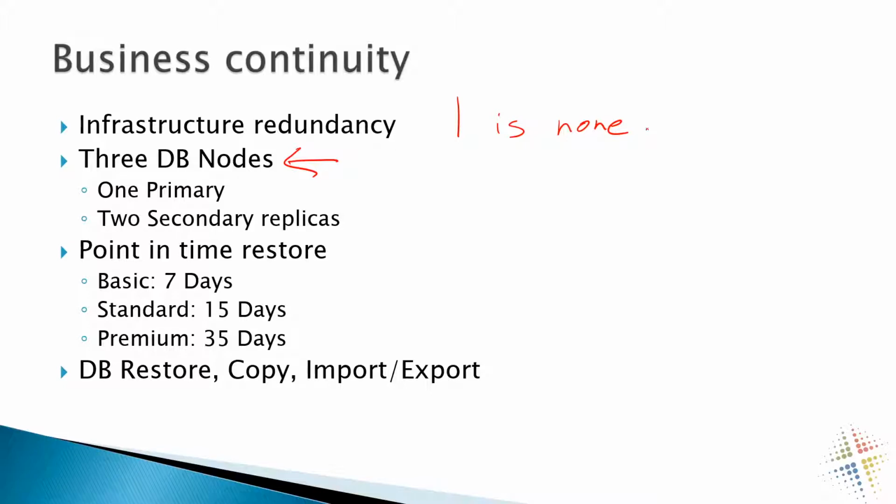So here we get 3 nodes, 1 primary, 2 secondaries. If the primary goes down, we've still got 2 fully running environments. One of those will become the primary, and we can immediately start working in it.